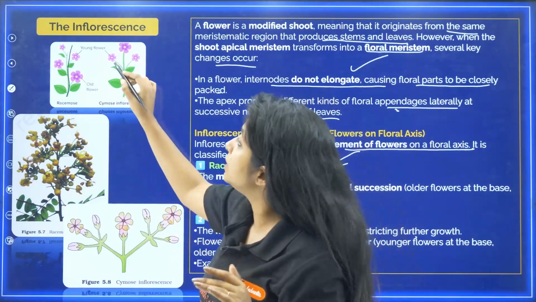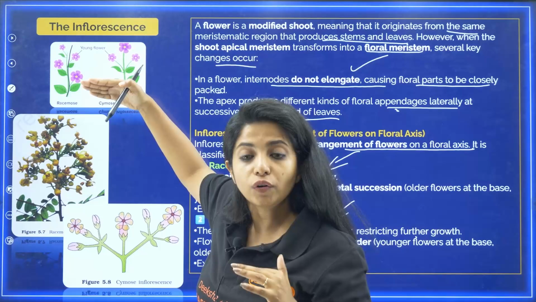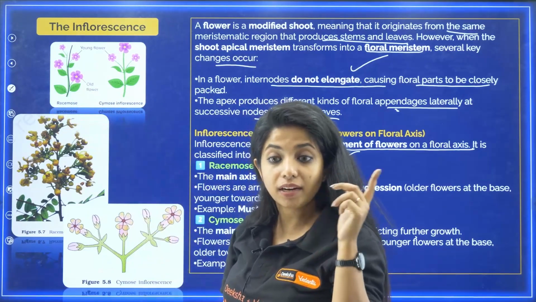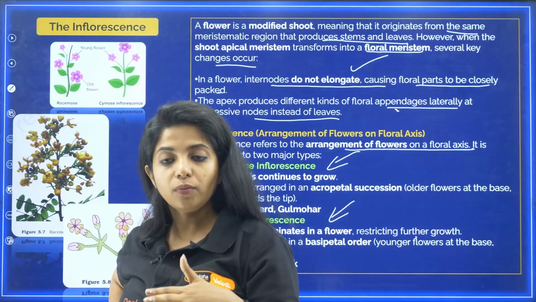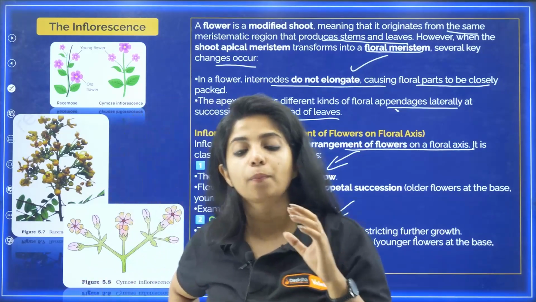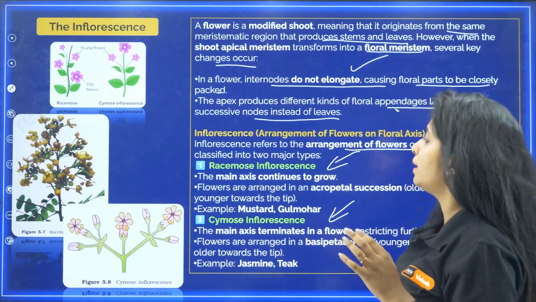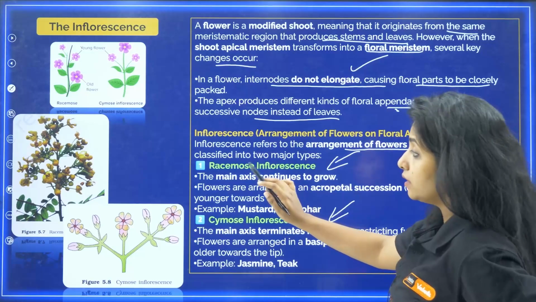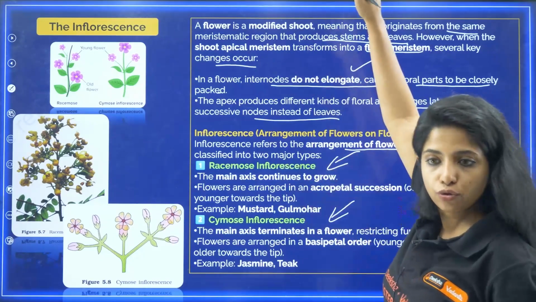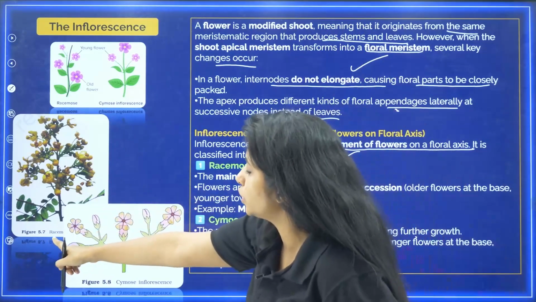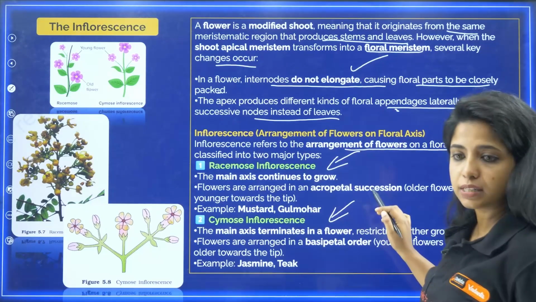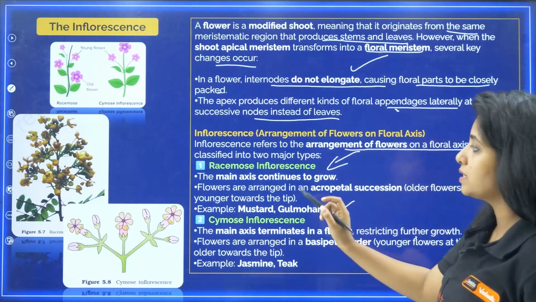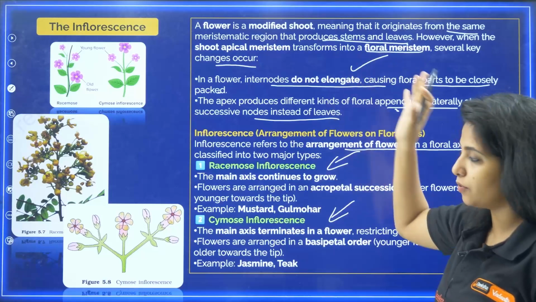And I'll tell you one more thing. You will find young flowers at the top and old flowers at the bottom, the same thing as happened in the case of leaves. The young flowers at the top and the older ones at the bottom. What do you call it? You call it acropetal succession. So the first thing, the main axis continues to grow. As you can see in this particular plant, racemose inflorescence is there, and flowers are arranged in acropetal succession. That means older flowers at the base and younger towards the tip region.